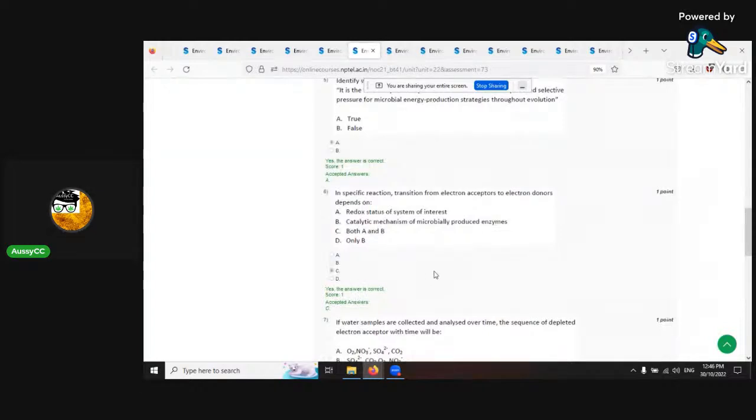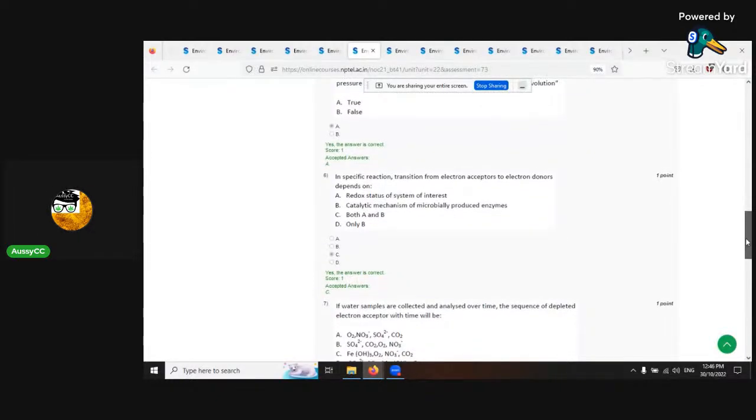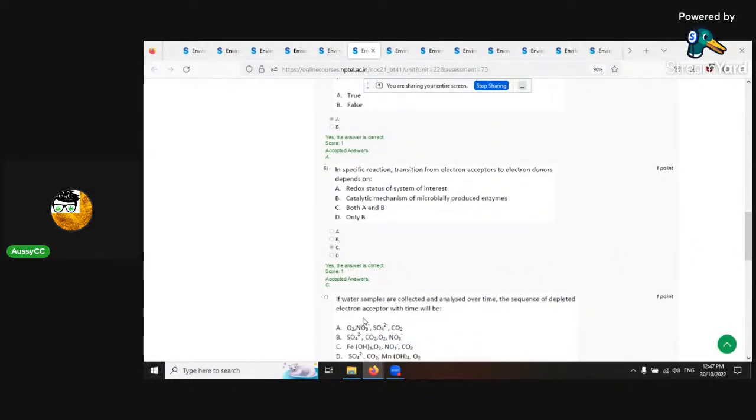If water samples are collected and analysed over time, the sequence of depleted electron acceptors will be, well, it starts from oxygen, the special electron acceptor, then it goes down from that. It goes to your nitrate, to your sulfate, and once it gets anaerobic, your carbon dioxide.